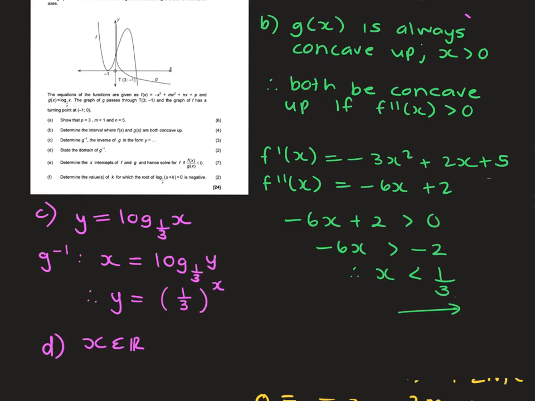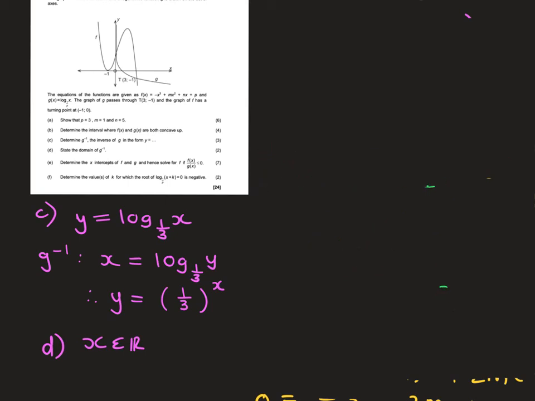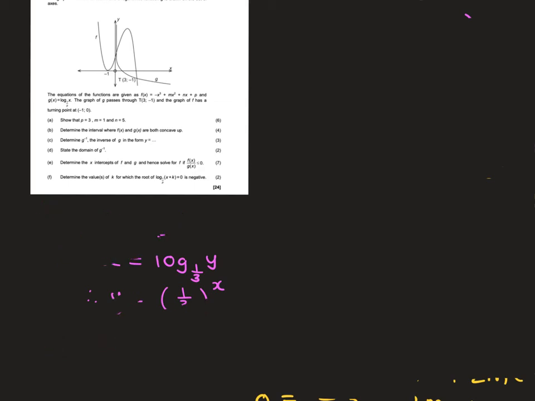Okay, let's have a look at E. So E wants us to determine the x-intercepts, cool, and then hence solve for where f of x over g of x is less than or equal. Okay, so I'm sure you're seeing 7 marks and you're going, eek, but there's no need to eek. Let me show you why.